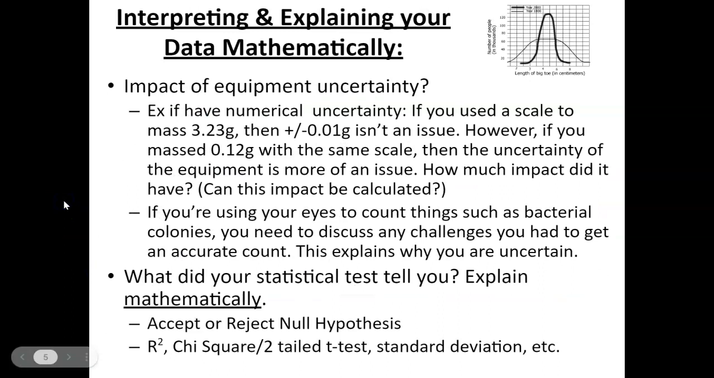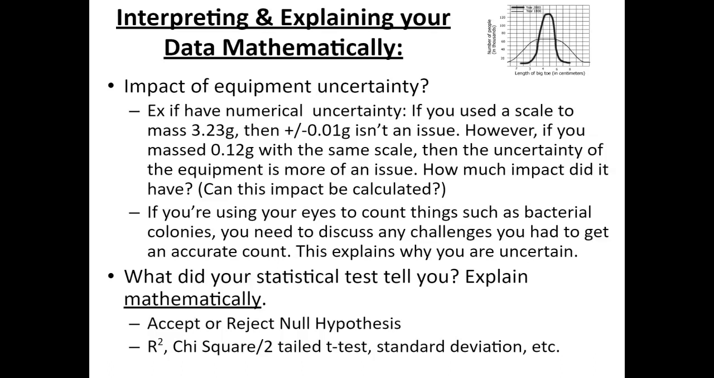A couple more things you're going to discuss in your conclusions section in regards to the math are the equipment uncertainty and the impact that it would have on your experimental results. Remember, you stated the equipment uncertainty in your data analysis section, in your tables, in your graphs, things like that, but here's where you'll actually discuss it. Not all uncertainty will be impactful. So again, you're going to be discussing, is it impactful, is it not impactful, and how do you know?